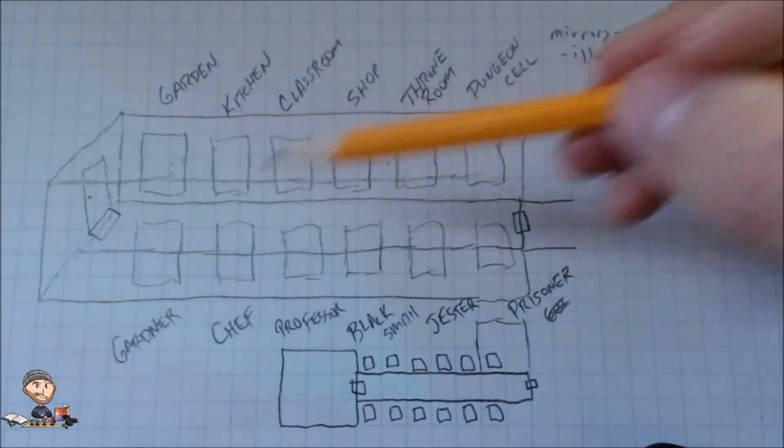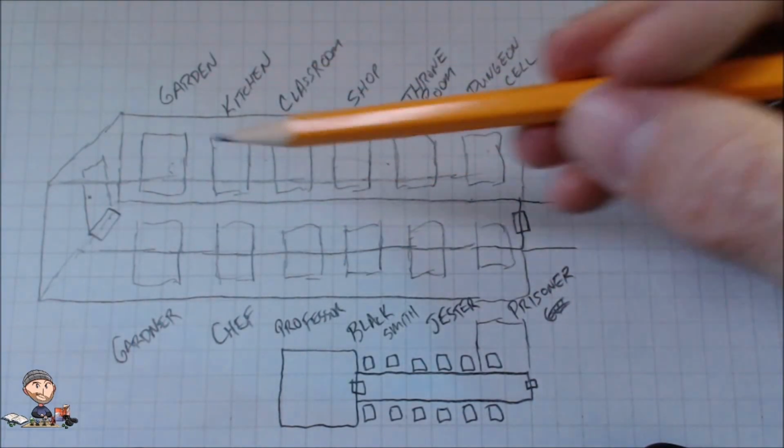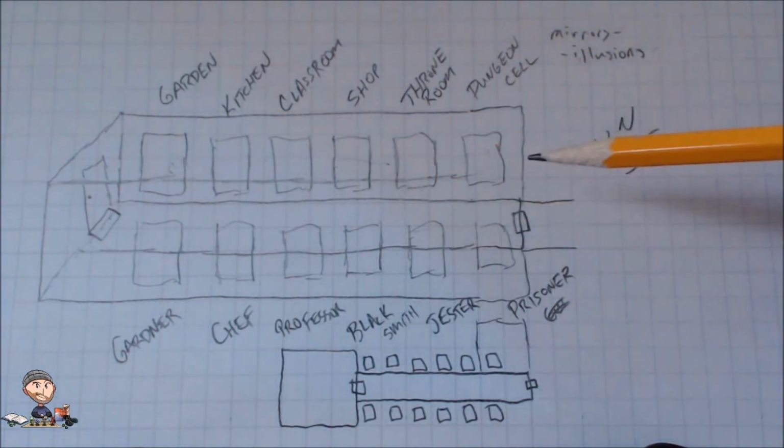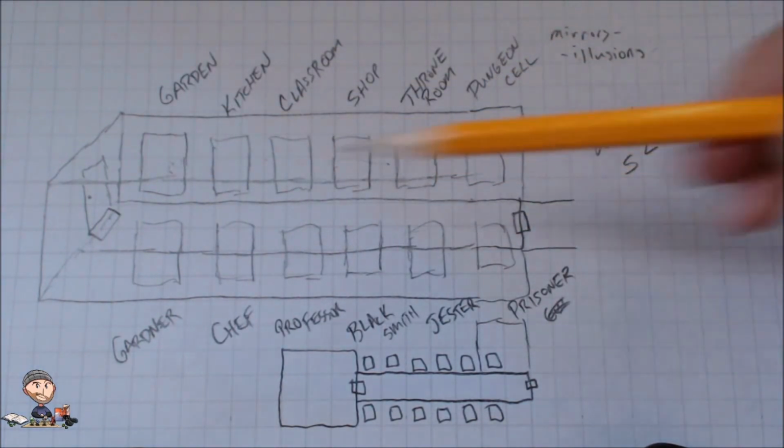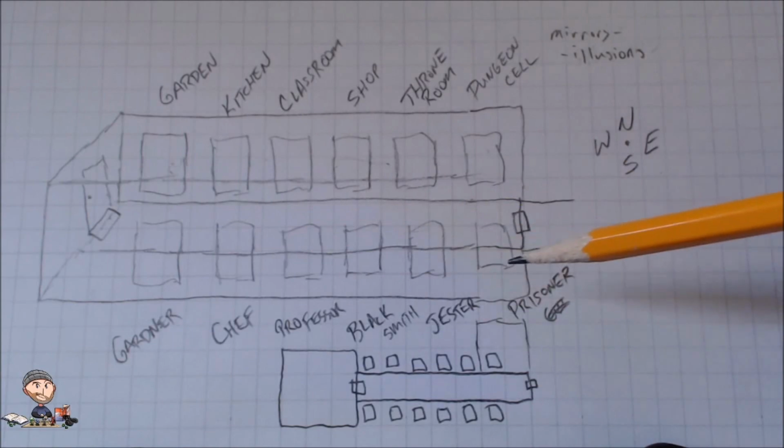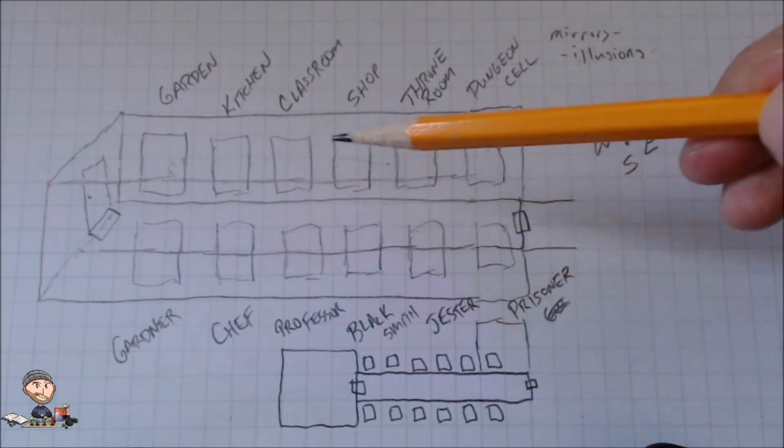Okay, so the way that I'm going to set up the Hall of Illusions trap is on the left side of the hallway, I'm going to have places or locations, and on the right side of the hallway, I'm going to have people that match those locations.